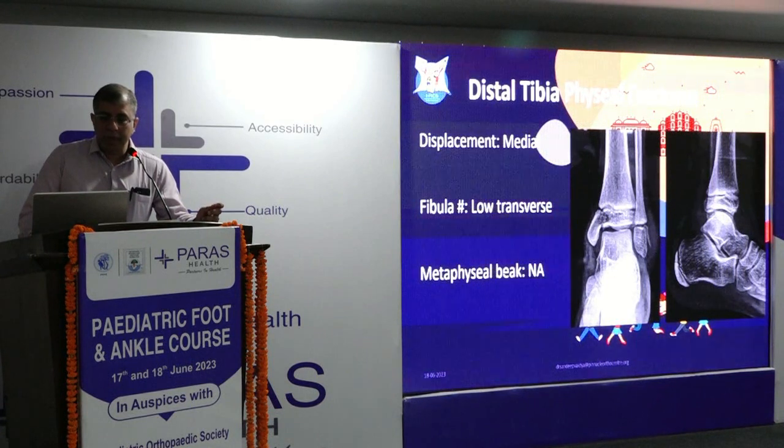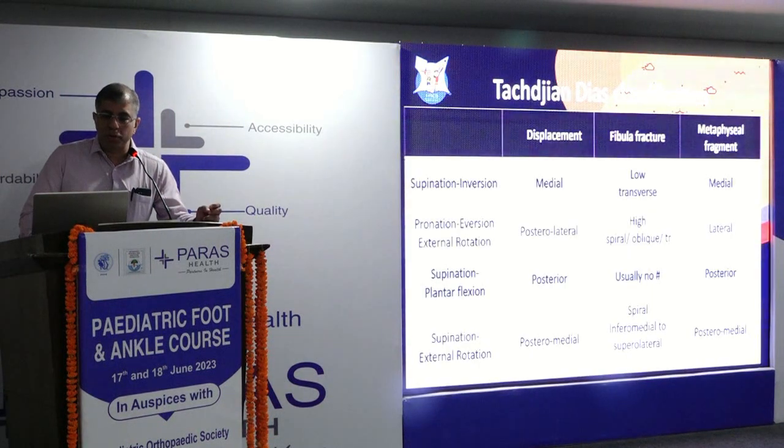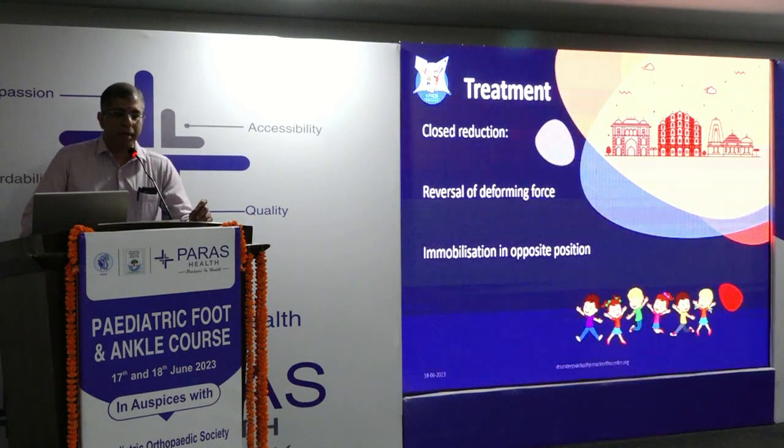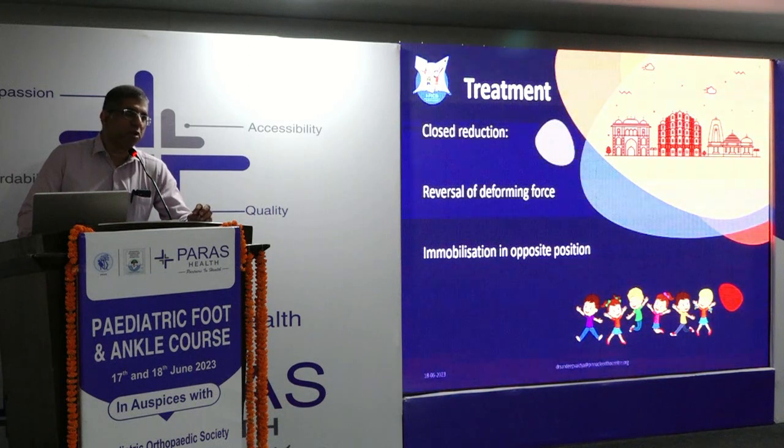Another example, here the displacement is medial, the fibular fracture is low transverse, and there is no metaphyseal beak here. So again, you go back to the table, and this is a supination inversion injury. So this table can be used to identify what category your fracture is fitting. Now, how do you treat this? Almost all the fractures are treated by closed reduction. Very few situations require open reduction.